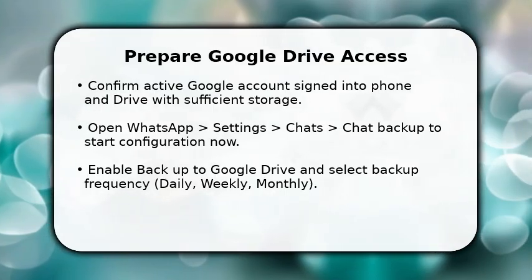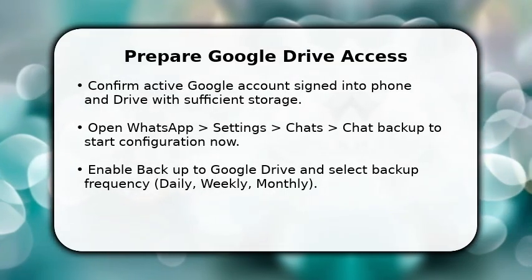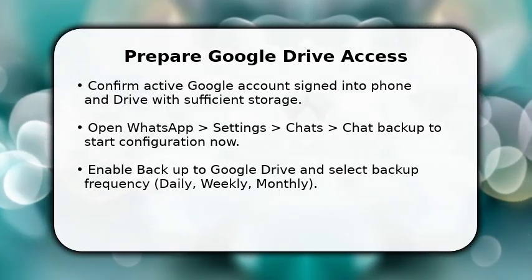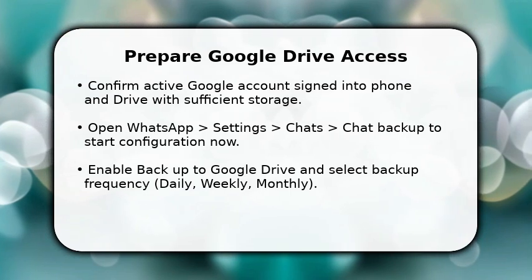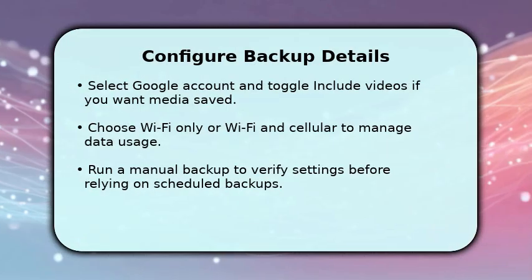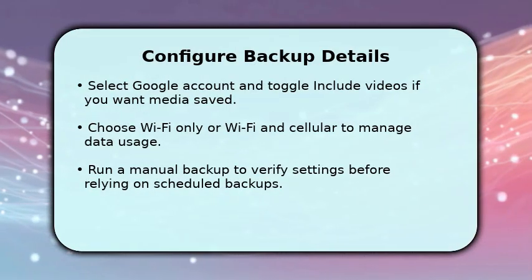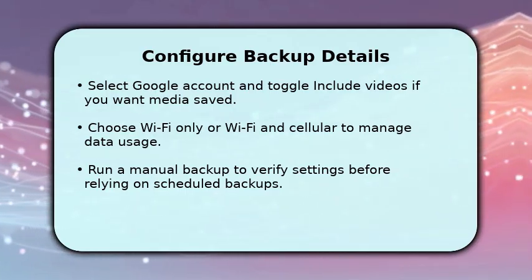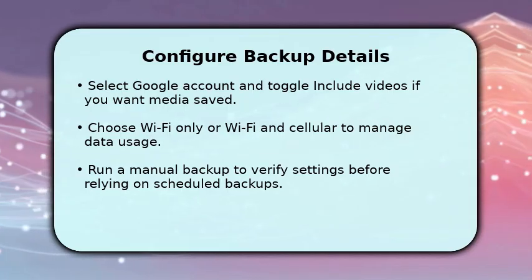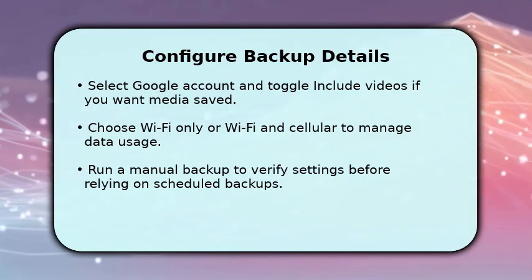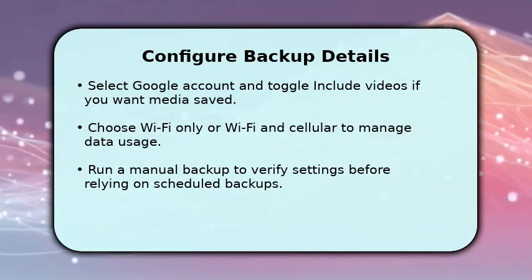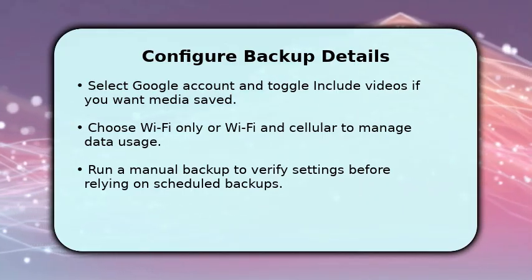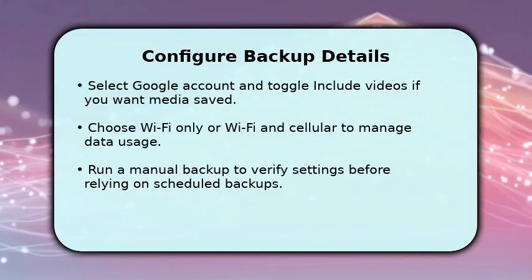You'll also choose the Google account to store backups and toggle whether videos are included, because videos dramatically increase storage use. Now you drill into the detailed settings, select the exact Google account, and decide if you include videos since they can spike usage. Then set network constraints: choose Wi-Fi only to avoid cellular charges, or Wi-Fi and cellular if you need immediate backups. Next, force a manual backup to confirm permissions, connectivity, and that Drive receives the file.